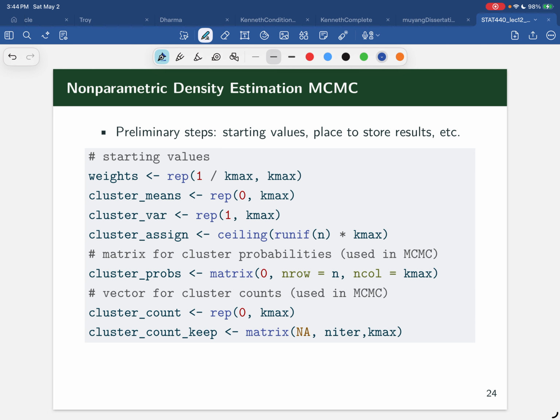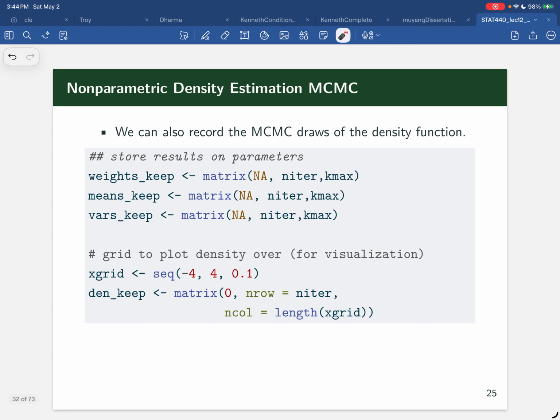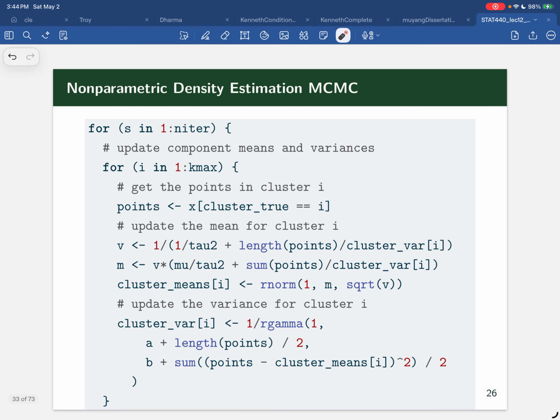This is just setting some starting values and giving us some places to store some results. This is storing results for the parameters. This will be used to plot some results after the fact. And then we get into the bulk of it. So let me slow down just a bit here. We've got this overall for loop, which is going to step us through the 2,000 iterations. But within this for loop, I've got a whole bunch of things that I need to update as I work through my Gibbs sampler.